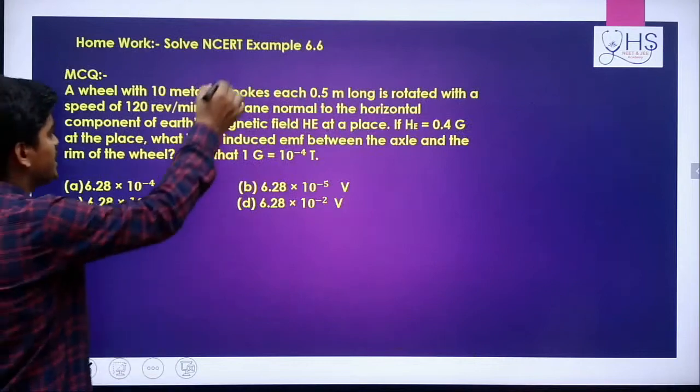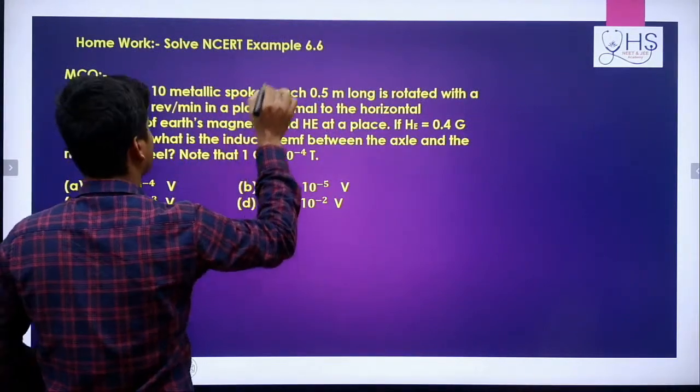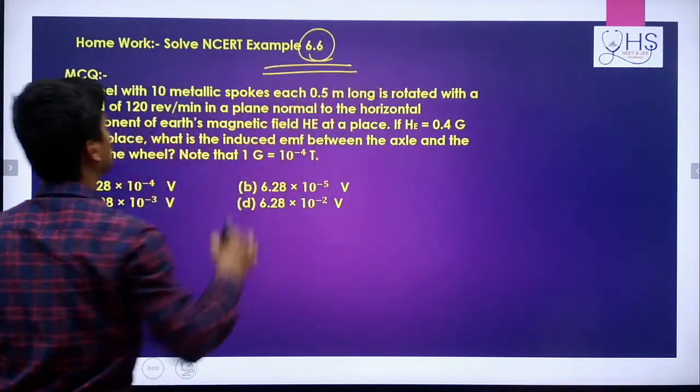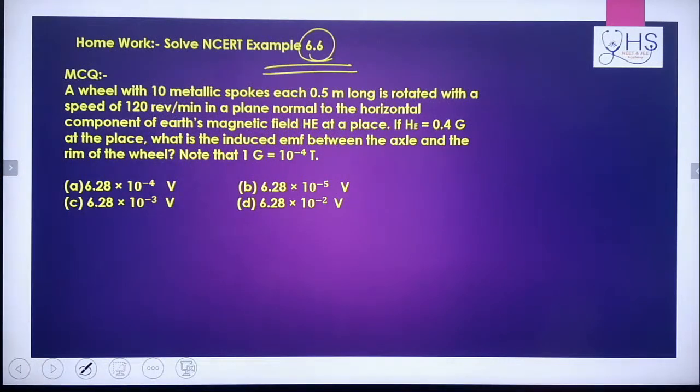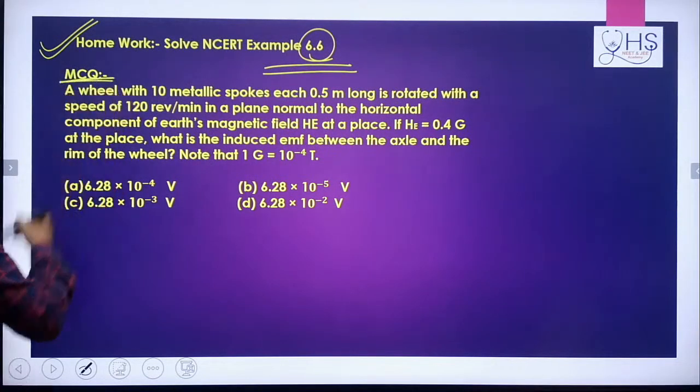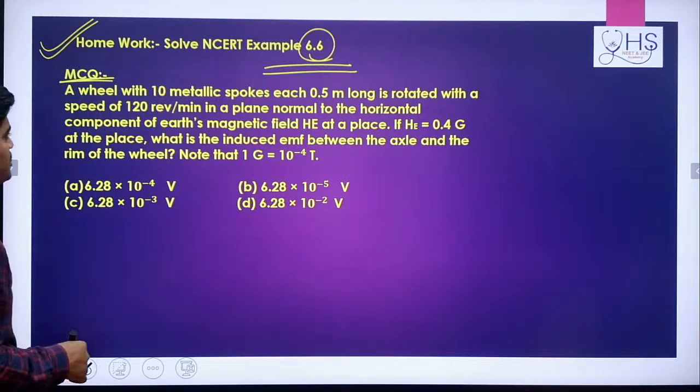So this is your NCERT example 6.6. Please try this NCERT example 6.6 as homework. You complete this, check what is given there and find it out. Now let me do the next example, which I have taken in terms of an MCQ.